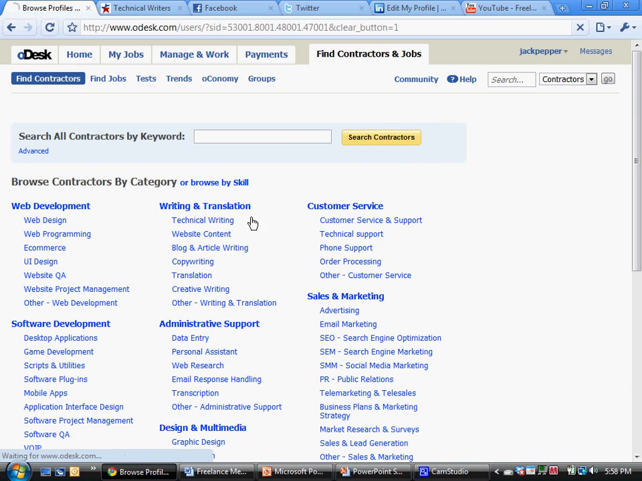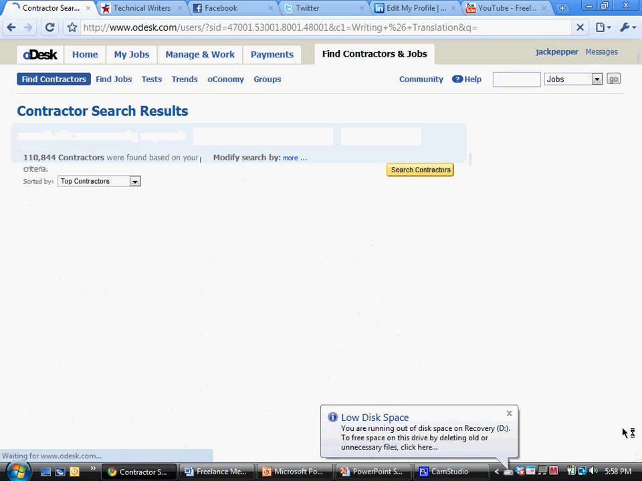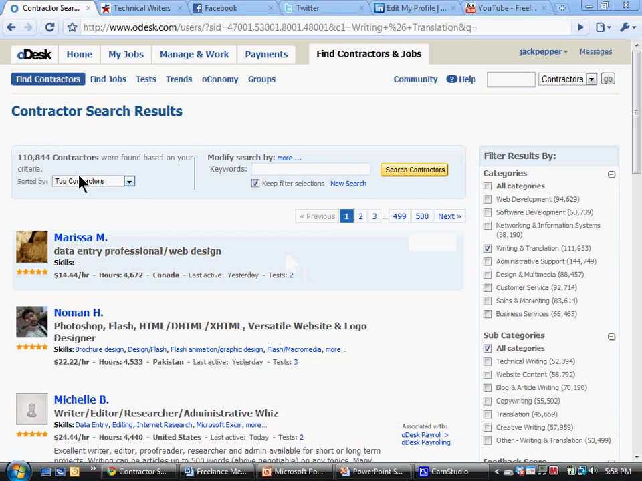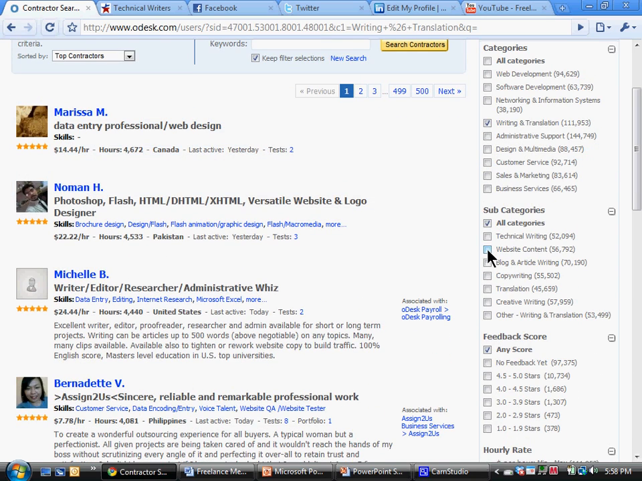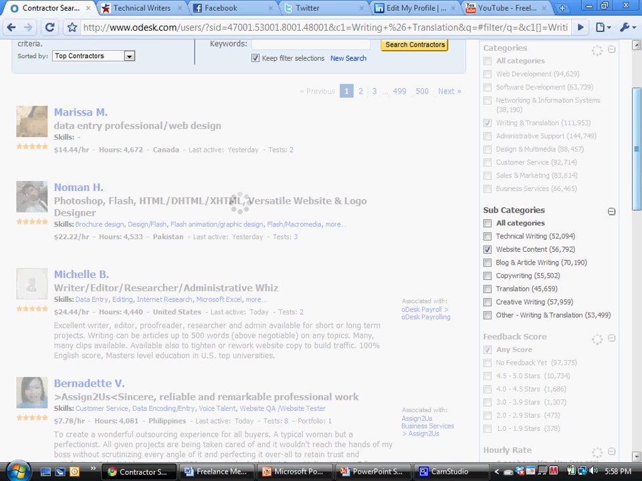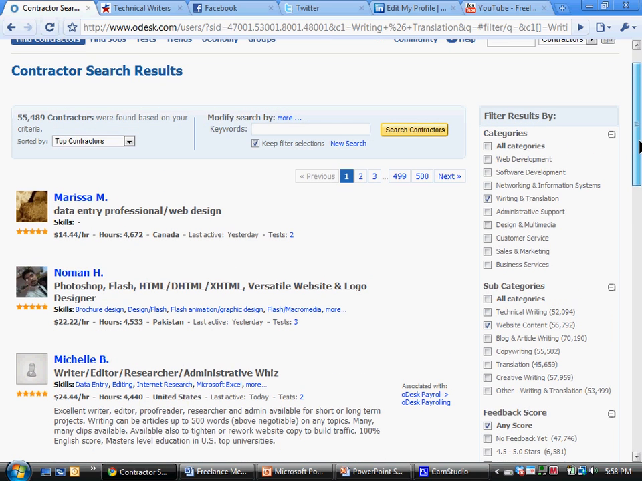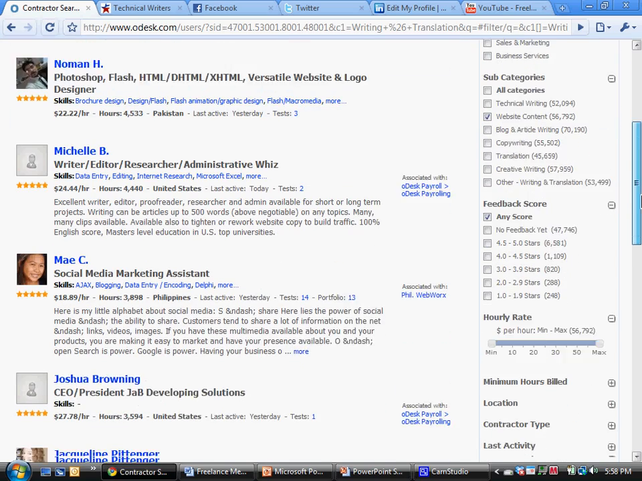Let's just take a different one, writing translation. And you'll see there's 100,000 contractors. This is, of course, broad general. If I want to narrow it down to website content, how many are those? Okay, we know there's 55,000. So at least it's not much smaller, but it is smaller.